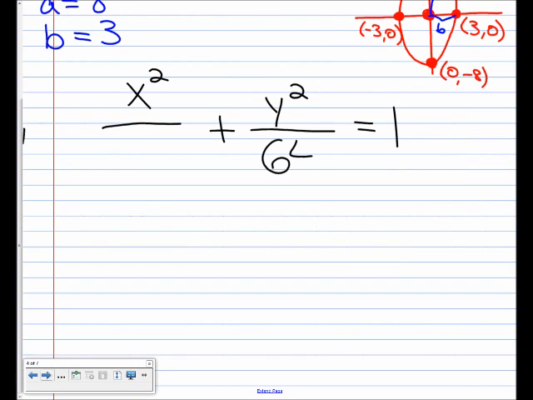Now, if you wrote y squared over 64 first, that's fine. I don't care. Right? That's what the formula tells you to do. But I'm just letting you know I will never do that. I'm always going to start with x squared. So the decision you have to make is which gets the biggest number.